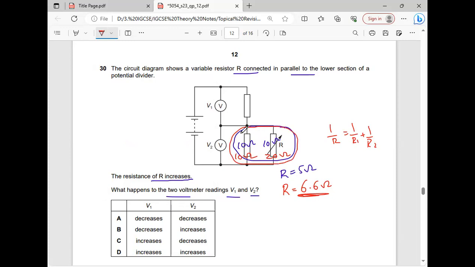and we know that in series combination current is constant, therefore voltage and resistance are directly proportional. So the larger the resistance, the larger the voltage, so it means V2 will increase, and at the same time the same ratio of the voltage will decrease across V1. So V1 decreases and V2 increases. So which option is correct? Option B is the correct answer.